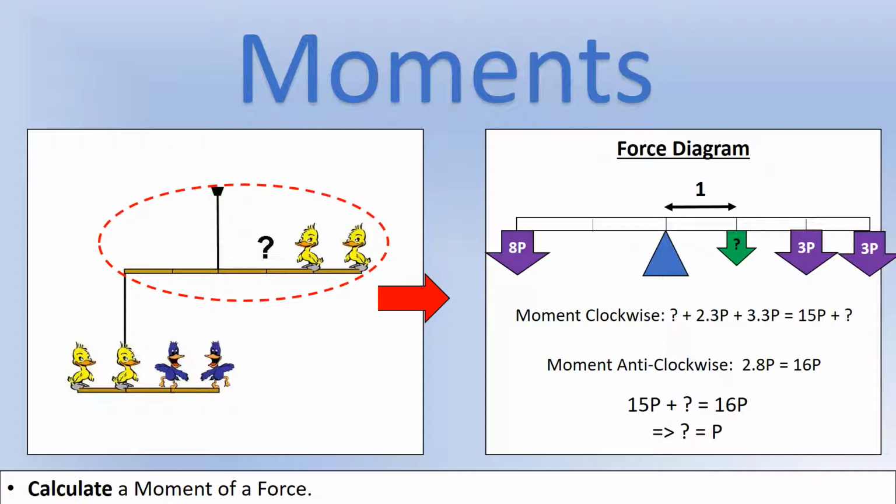So the moment clockwise here would be 2 times 3 plus 3 times 3 plus 1 times whatever goes on the question mark. So we've got 15P plus question mark. The total moment anti-clockwise is 8P times 2, so 16P. And we know it's stationary, so we know those two are equal to each other. So we know that the question mark should be a purple bird. That's what would make the system balance.